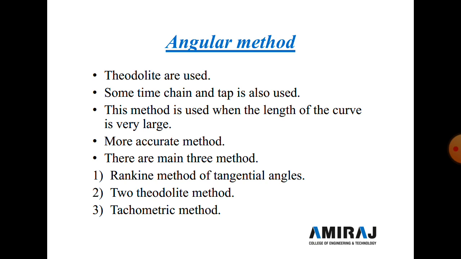Now the angular method is further divided into three parts. First is the Rankine method or tangential method, second is the two theodolite method, and third is the tachymetric method. So what is the Rankine method? The Rankine method is also called the one theodolite method. In the GTU examination, this question is asked for about 7 marks: analyze the angular methods and explain any one or two in detail with figure.